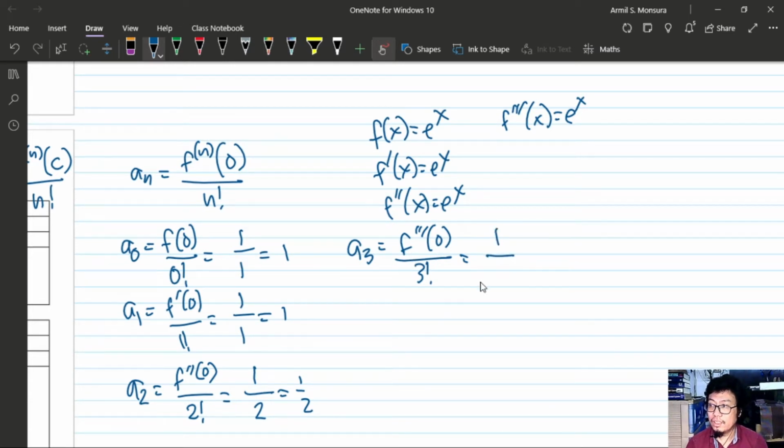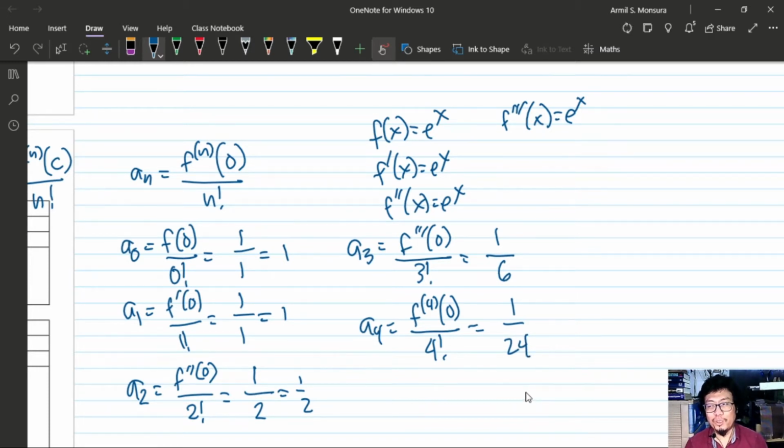So that's still 1. So 3 factorial is 6, 3 times 2 times 1. Okay. So a4 is, excuse me, the fourth derivative of f at 0 over 4 factorial. The fourth derivative of f at 0 is still e raised to 0, so that is still 1. 4 factorial is 24. Okay.